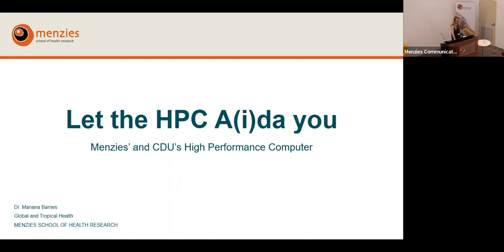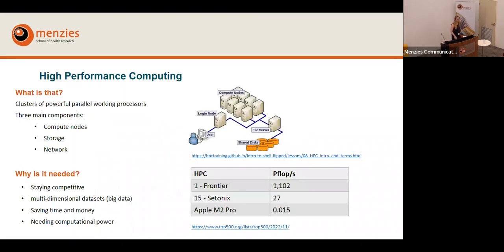So let's start with the basics. What exactly is high performance computing? Really, it's a cluster of powerful parallel working processes. If you imagine it in a way, it's basically like several computers just connected to each other, sharing and parallel working the workload. And it consists of three main components. You've got the computing nodes that actually do the work, you've got the storage, and obviously the network that connects everything. So you as a user, once you log in from anywhere, you will end up on the login node, and then you will send your job off that will then go onto the compute nodes to work its magic.